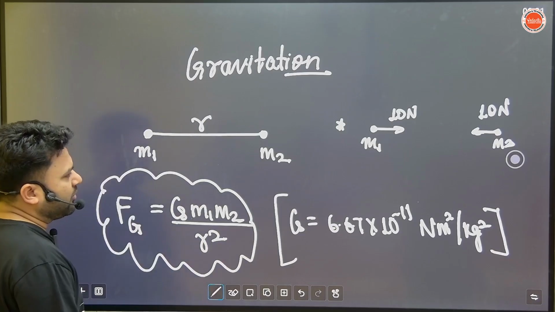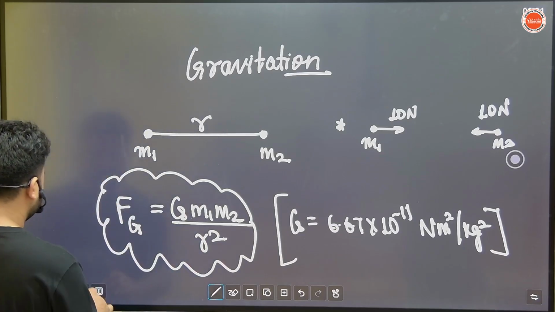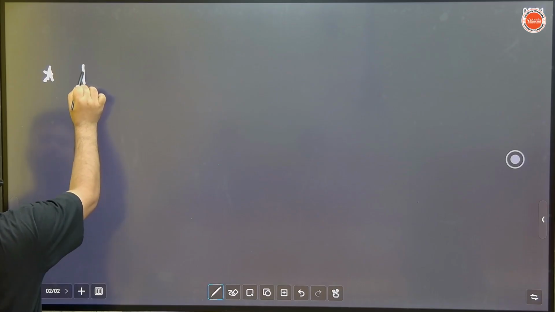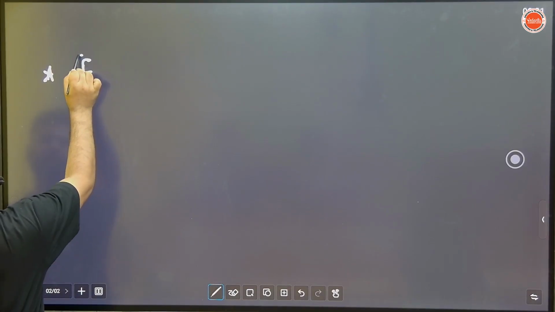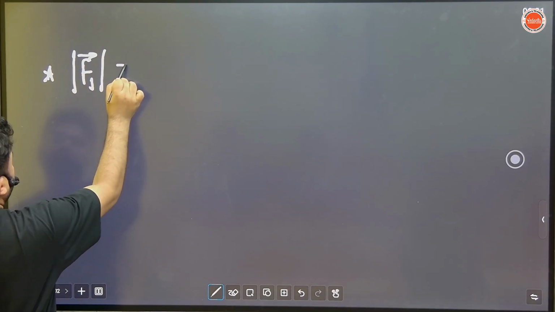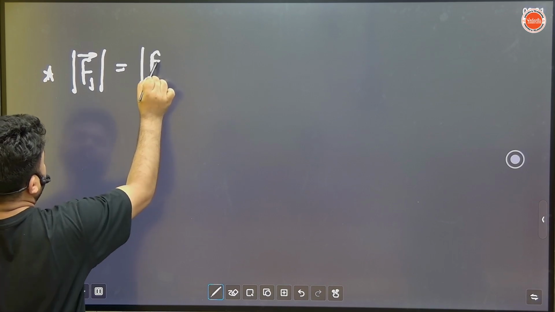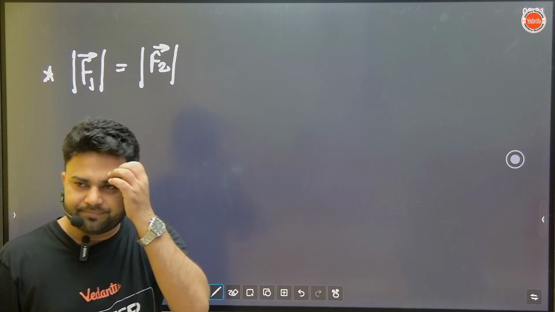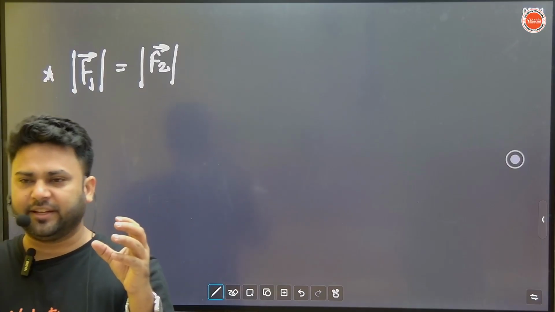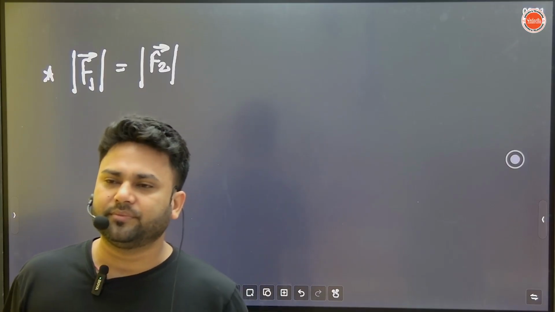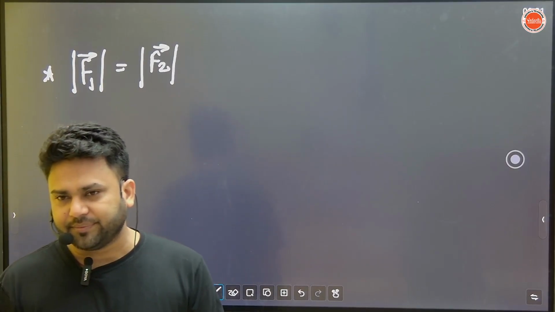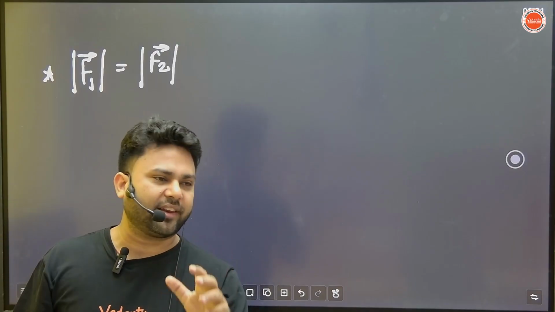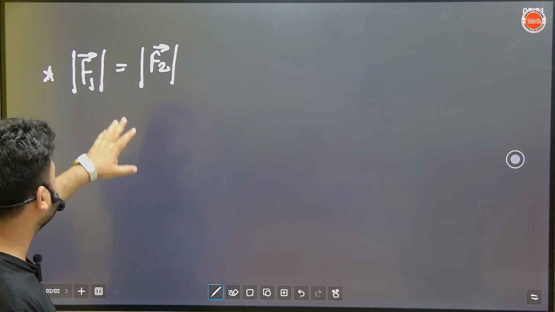Some points you have to remember. The force on 1 will be the same as the force on 2 in magnitude. Suppose 10 Newton acts here, 10 Newton will act on this particle also. But the direction is opposite: this object this side, this object this side. So the direction is opposite, but the magnitude is the same.